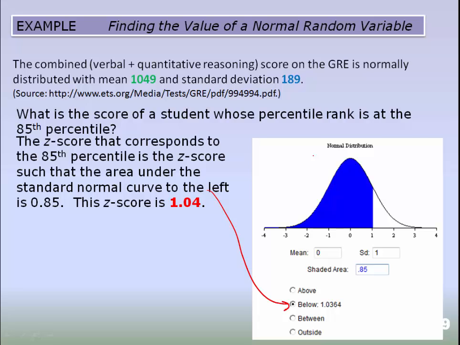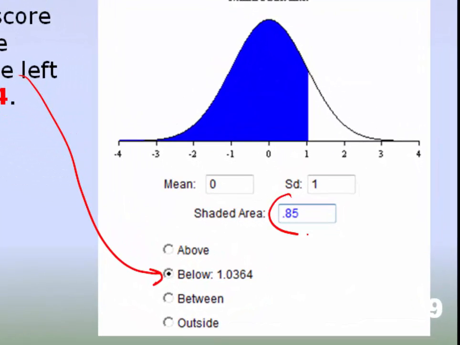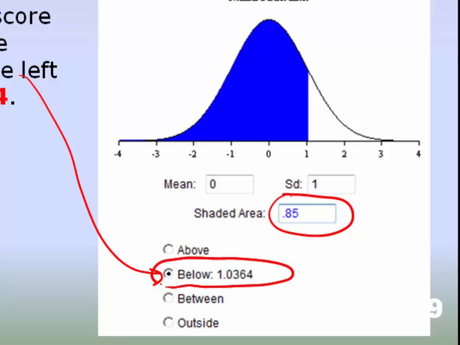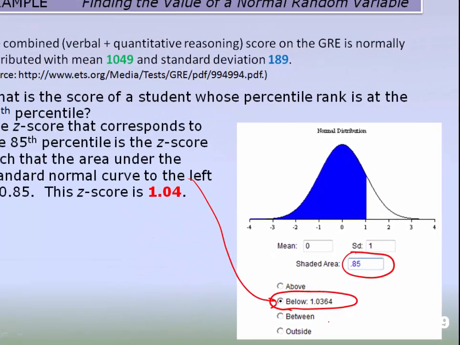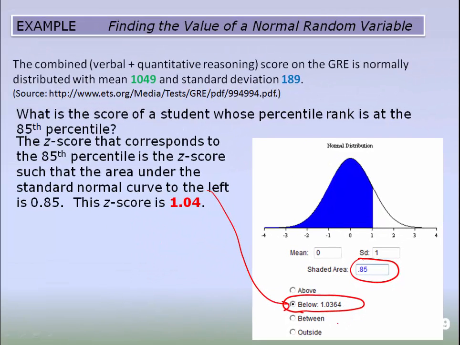The z-score that corresponds to the 85th percentile using the software is a z-score such that the area under the standard normal curve to the left is 0.85. So we put our area here, and note that that's the correctly shaded part, put below, and we get our z-score of 1.0364, or rounded to 1.04.